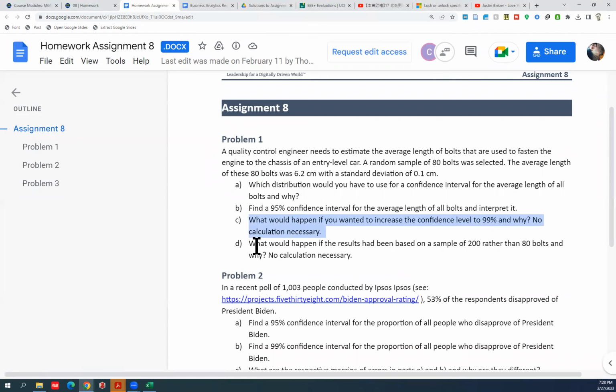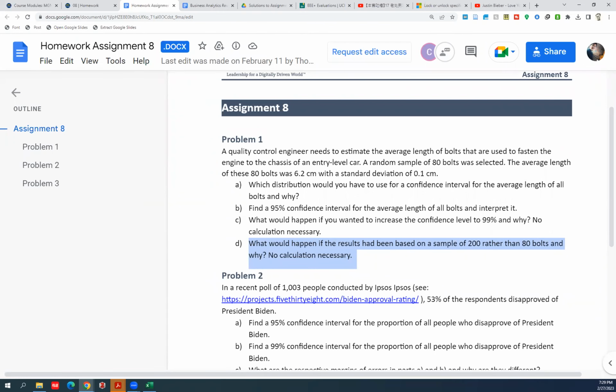How did you answer the last part in question 1? What happens if the results had been based on a sample of 20? Oh, I think I happened to answer this question just now, right? Okay. Now you understand. If there is a larger sample size, then it tightens the interval. Yes, the interval would be shorter.